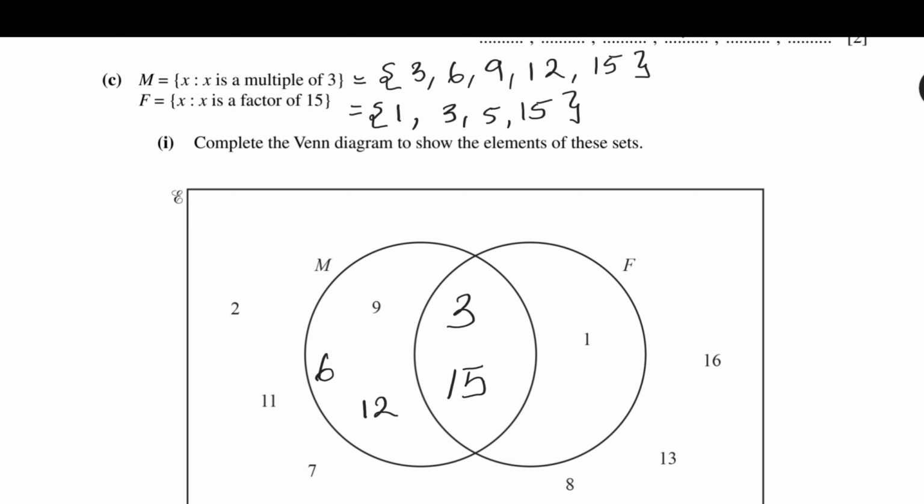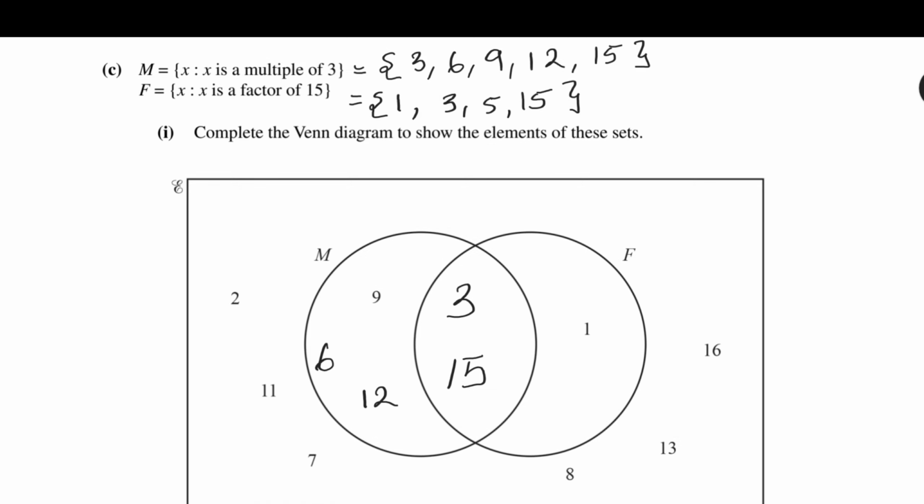I'm good to go. Then I move over to set F. Set F is the set of the factors of 15. All right. So 15 has 4 factors: 1, 3, 5, 15. I checked the numbers I have already. I have 1, 3, 15. So I'm missing 5. So I'm going to write my 5 right here. Okay. So now the 2 circles are complete, but we're not done yet.